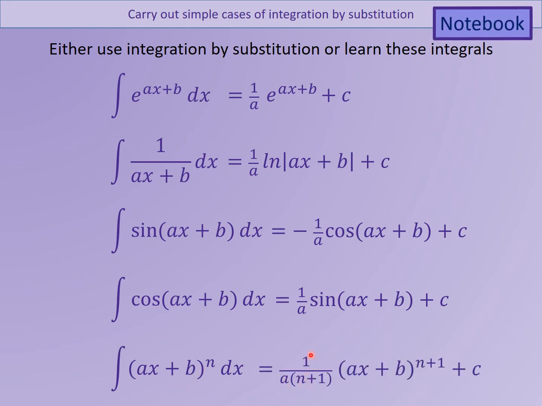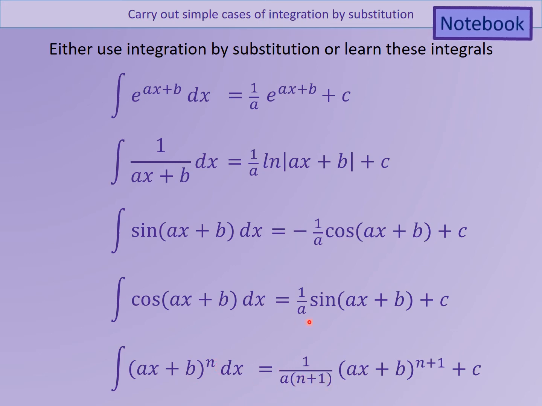No surprises, 1 over a, still 1 over a, and the other part, because it looks messy, doesn't it? It looks like it's different to the others, but it's not. Look what you're doing. You're increasing the power by 1, and you're dividing by that new power. So the 1 over a is the same as all the previous ones, and this n plus 1 is just part of the rule for integrating something to the power n. So there's nothing different about that at all.